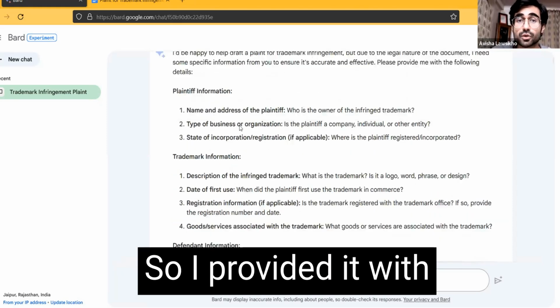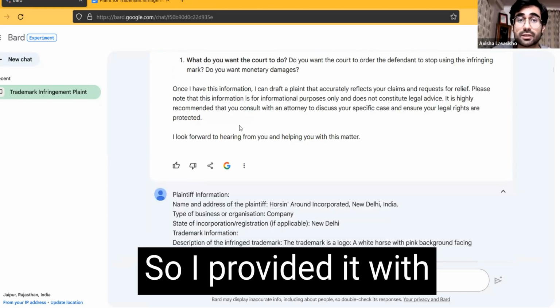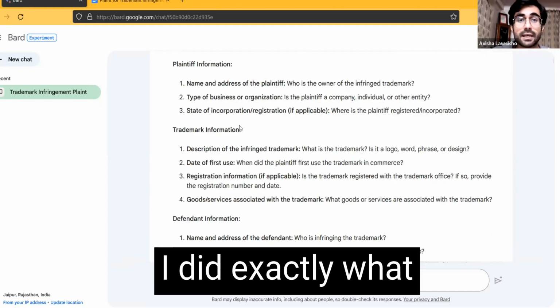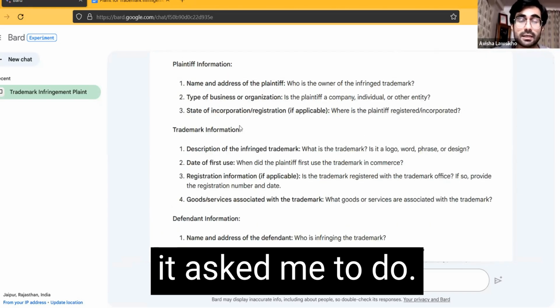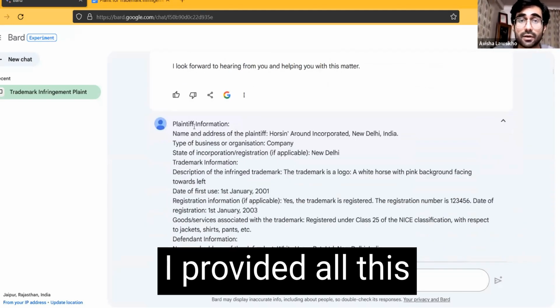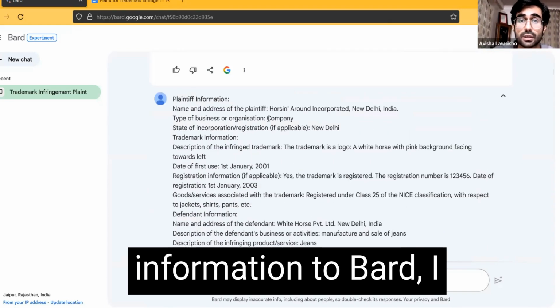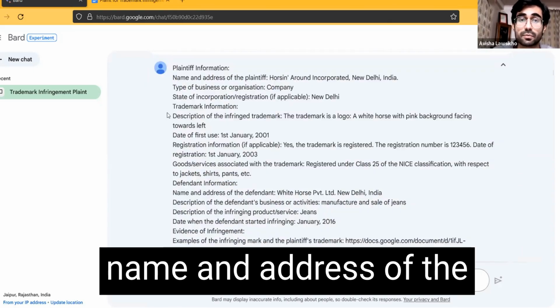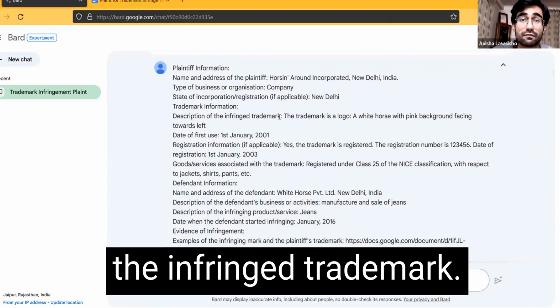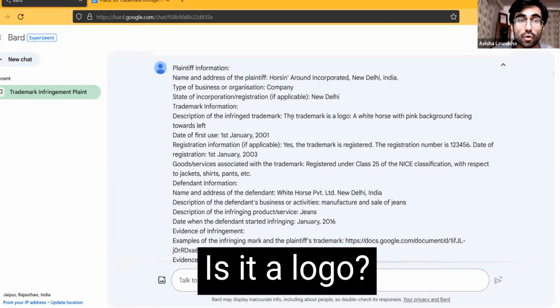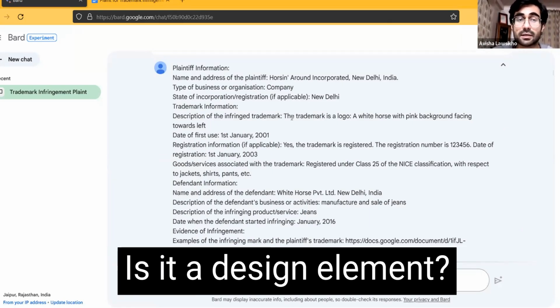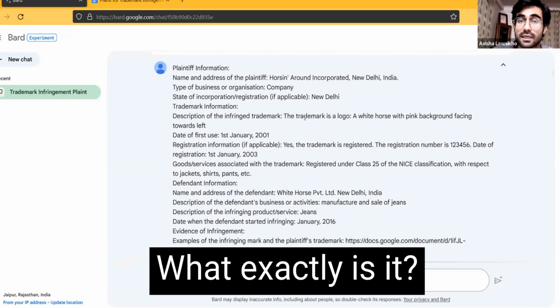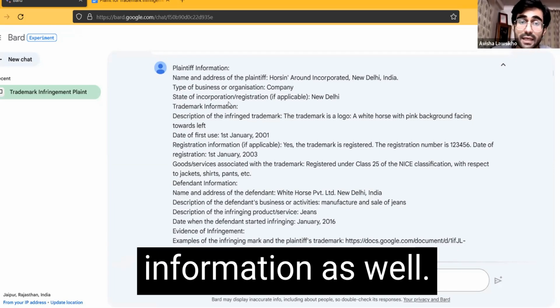All right. So I provided it with all this information. I did exactly what it asked me to do. I provided all this information to Bard. I simply copied all of this: name and address of the plaintiff, description of the infringed trademark. Is it a logo? Is it a word mark? Is it a design element? What exactly is it? So I provided this information as well.